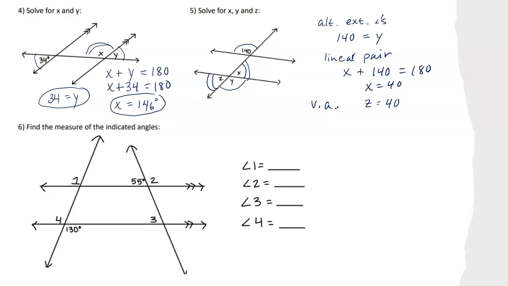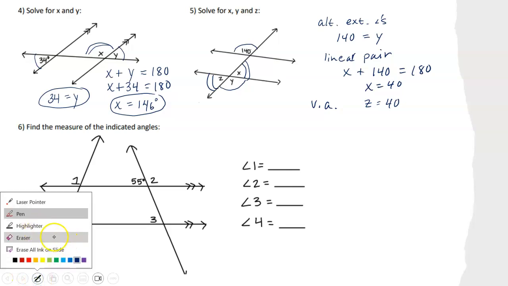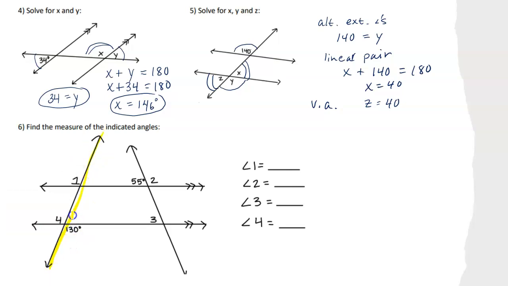All right, for number 6, I'm looking at 1 first. So 1 is going to be on this transversal, and it is an alternate exterior angle with 130, so 1 is going to be 130 degrees.